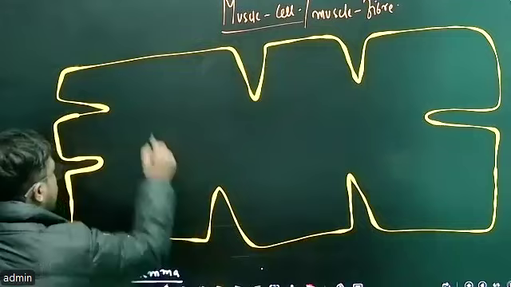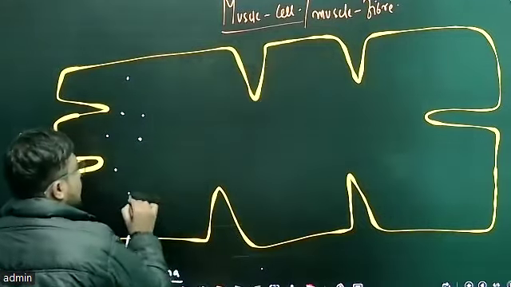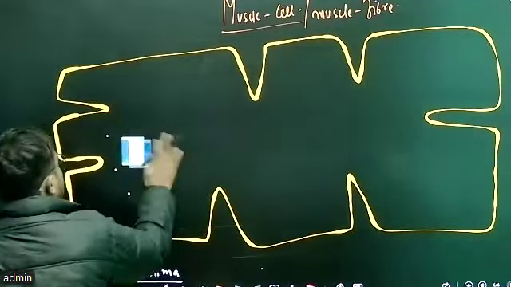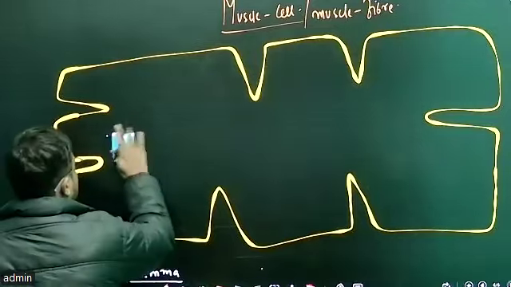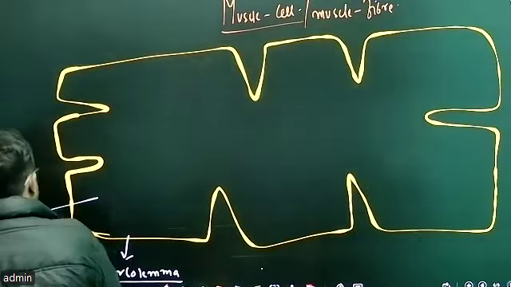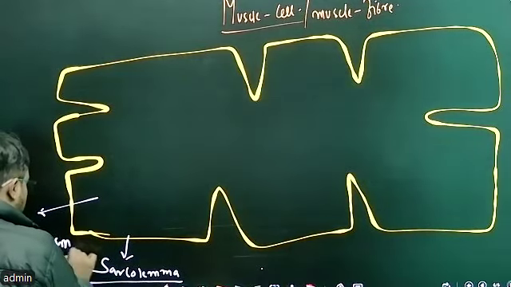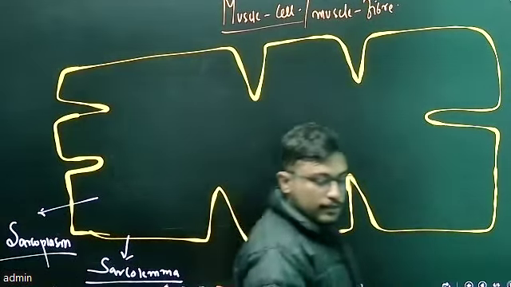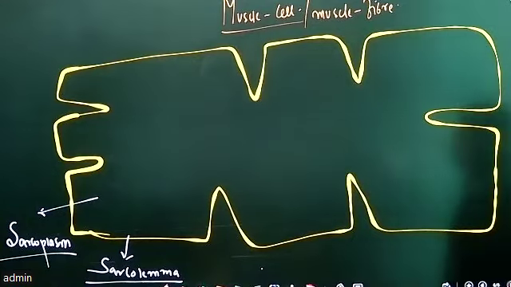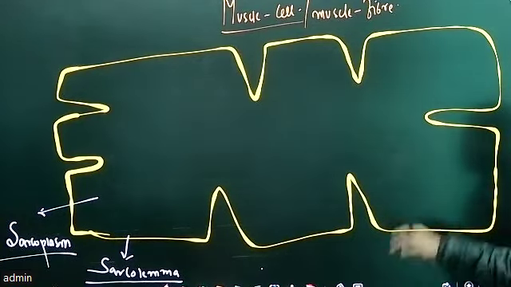So the cytoplasm inside the muscle cell. Can you see the cytoplasm that is present here? The cytoplasm that is present inside the muscle cell is called sarcoplasm. What is sarcoplasm? Sarcoplasm is the cytoplasm of the muscle cell.